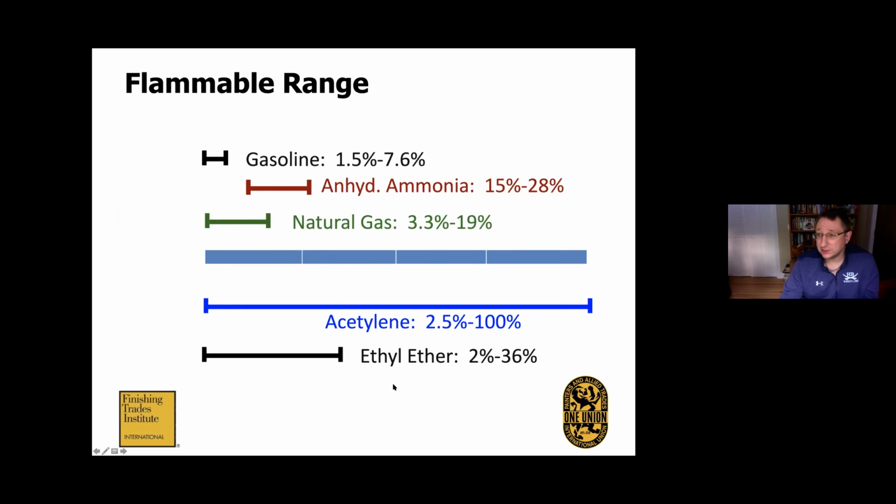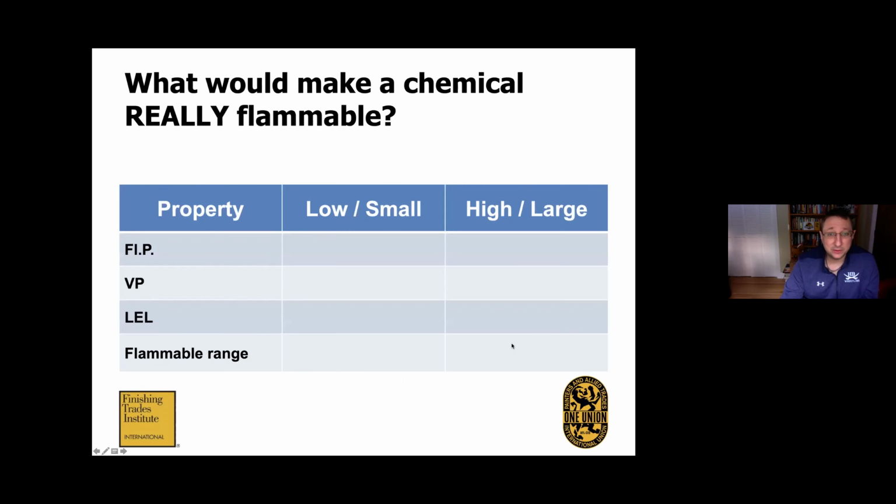Any comments or questions? All right, now let's throw some of this stuff together and go through this little activity. So what would make a chemical really flammable? This is a neat little activity to spark our brains to think about risk when we're looking at flammability of chemicals that we might be working with. So what would make this chemical really flammable? Having a lower or small flash point, or a higher or large flash point? Which would make it more flammable?